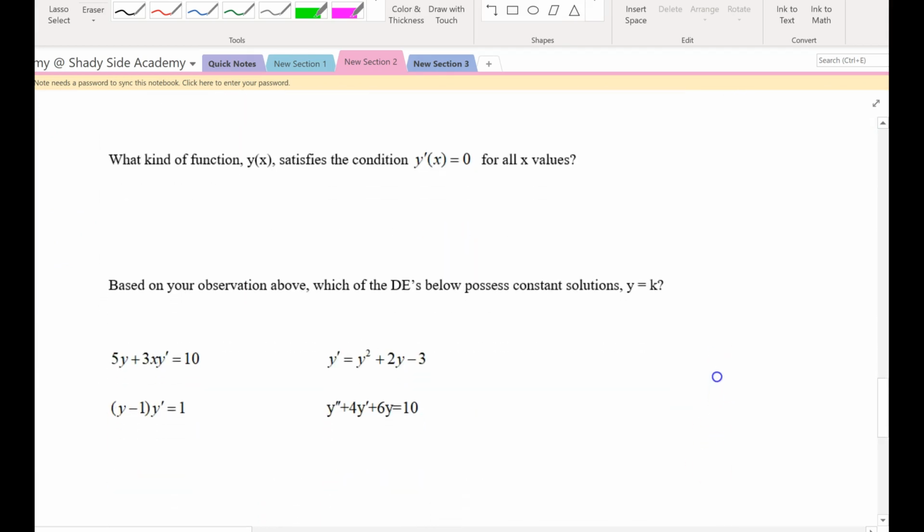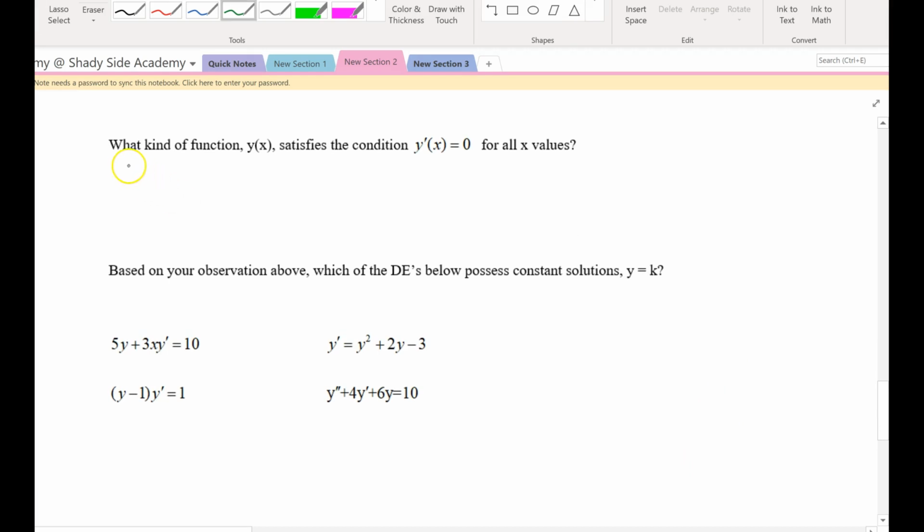All right, here we go. Here's an interesting question. What kind of function satisfies the condition that the derivative equals 0 for all x values? Why don't you just go ahead and think about that for 2 seconds? If you're on your own, talk to yourself. I do it all the time. If you're with someone, then talk to them. But what kind of function satisfies the condition that the derivative, or dy/dx, equals 0 for all x values? So for all x values in the domain of the function.